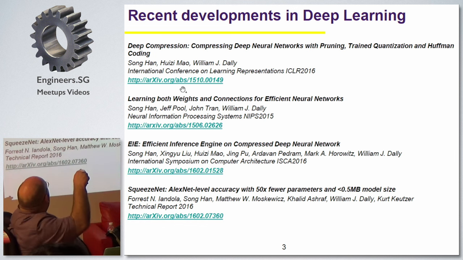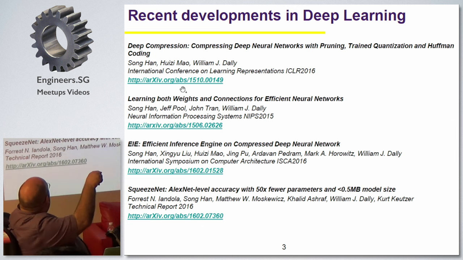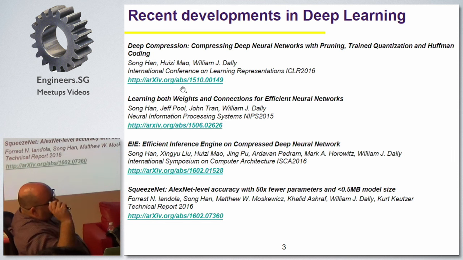Looking at the arXiv website, I find that there's quite a lot of other papers that extend a lot of the concepts that have been presented recently. This paper is from a recent international conference, Learning Representations. And then they also presented, I think even more recently, some inference engines. So they're actually building their own deep learning box with an ASIC.